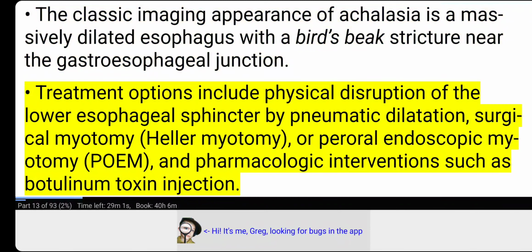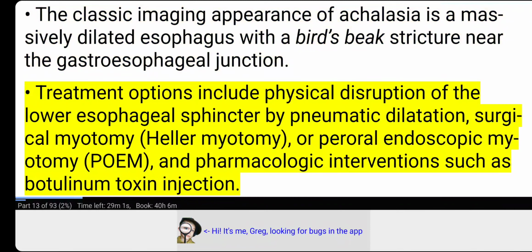Pseudoachalasia is caused by an obstructing gastroesophageal junction cancer mimicking primary achalasia. These can be differentiated on fluoroscopy because in achalasia there is eventual transient relaxation of the narrowing when the patient stands, but the fixed obstruction of pseudoachalasia will not relax with standing.